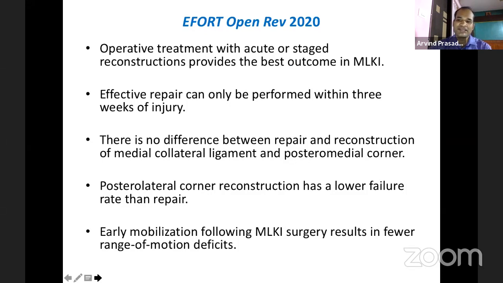On the medial side, repair or reconstruction gives equal results. But on the posterolateral side, reconstruction has better results in comparison to repair. At the same time, early mobilization following multiligament knee injury will prevent stiffness of the knee joint.